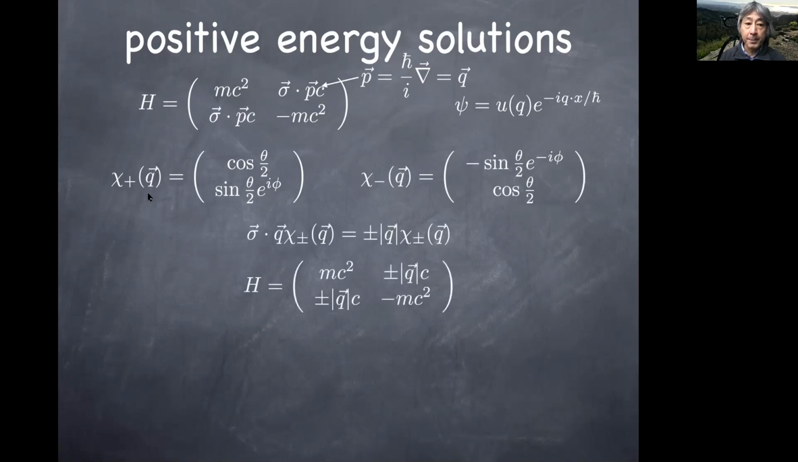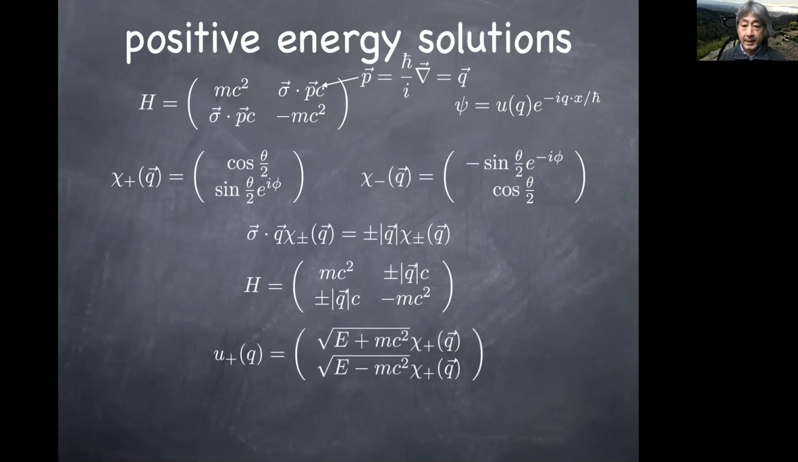So using chi plus, I'm supposed to solve the 2 by 2 matrix problem where the off-diagonal piece is positive q times c. If I use chi minus instead, I'm supposed to solve this 2 by 2 matrix problem with negative q times c. And that's an easy problem, just a 2 by 2 eigenvalue problem. And so the solution turns out to be this.